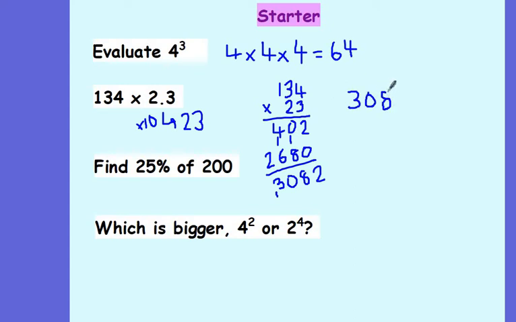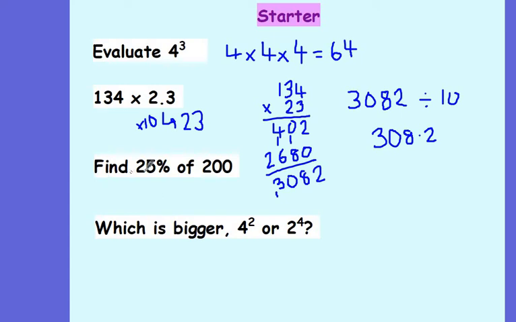Is that right, Sophie? Why is it wrong? I multiplied my 2.3 by 10 to get 23. So for my final answer I need to divide by 10, which gives me 308.2.